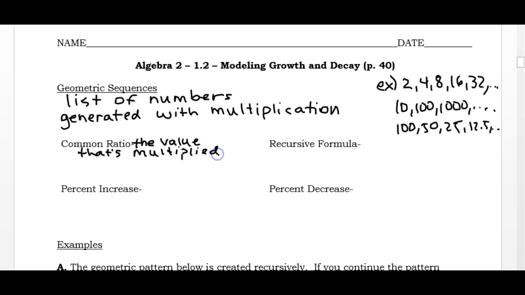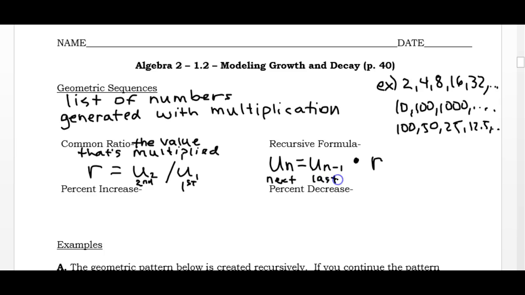And our formula for that, to get the ratio, we take the second number and we divide it by the first number. Our recursive formula is going to look just like it did with the arithmetic sequences, but multiplying by the ratio as opposed to adding the difference. If we forget what this means, remember this is to get the next answer. You take the last one and you multiply it by whatever your ratio is.